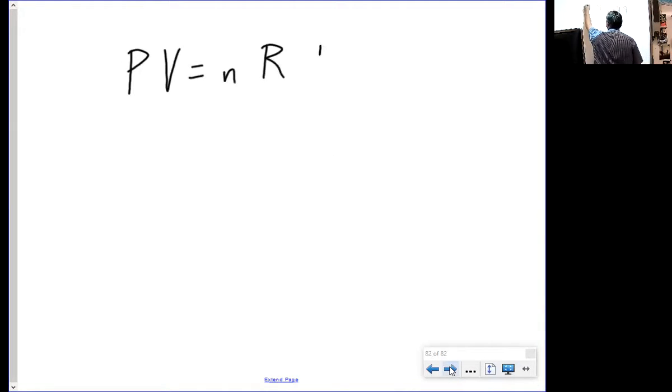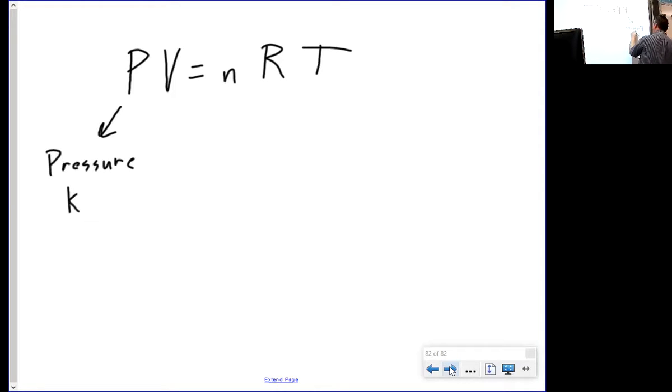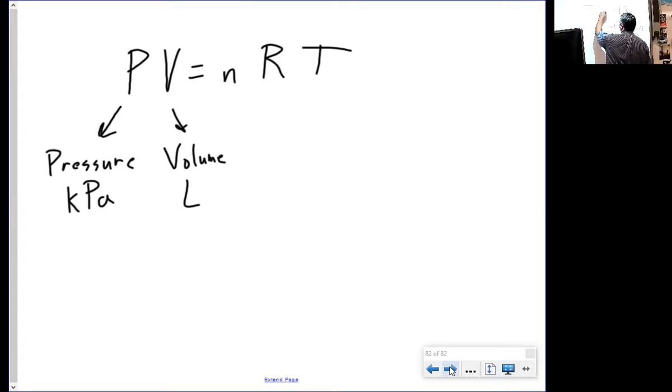To me, ideal gas law is pretty straightforward because it gives you everything. The ideal gas law is PV equals nRT. And ideal gas law just tells you about a gas. And this is everything you need to know about a gas. P is your pressure. It's going to be measured in kilopascals. V is your volume, measured in liters. N is moles, measured in moles. Pretty straightforward, how much you have.